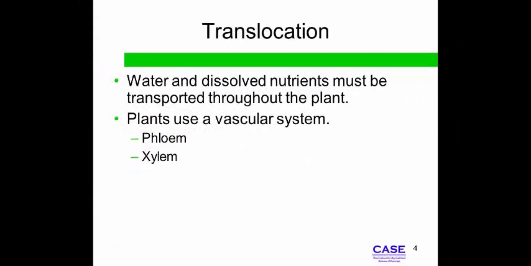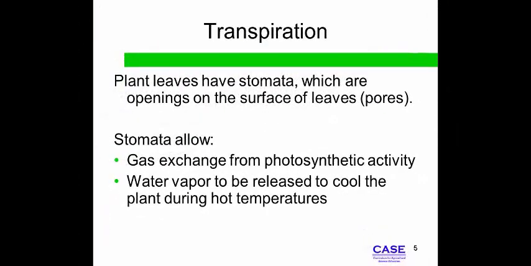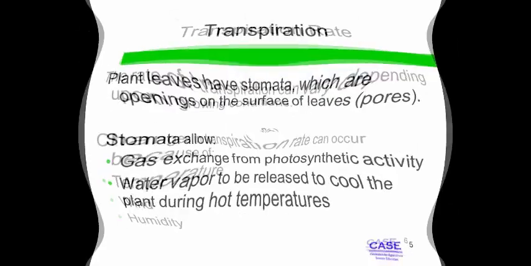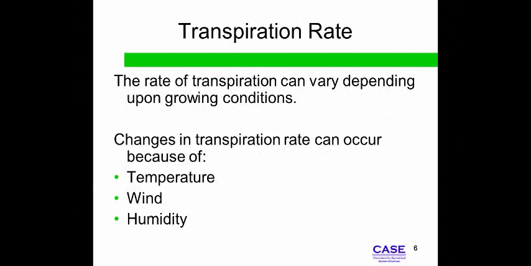Translocation is the process by which water and dissolved nutrients are transported through the plant by the vascular tissues. Transpiration is the process by which gas exchange occurs for photosynthesis. Water vapor is also released through the stoma during transpiration. Refer back to Lesson 4.4, Leave It to Leaves, for more information about leaf parts and function. Transpiration rates are affected by temperature, wind, and humidity in the growing environment. Activity 6.2.2, Translocation and Transpiration, will examine these environmental conditions in more detail.